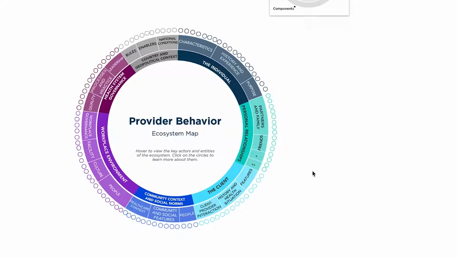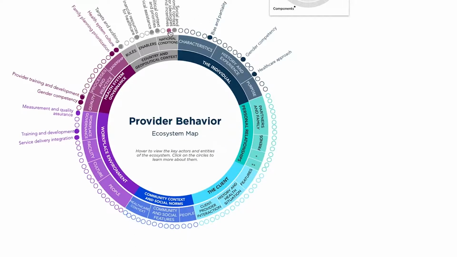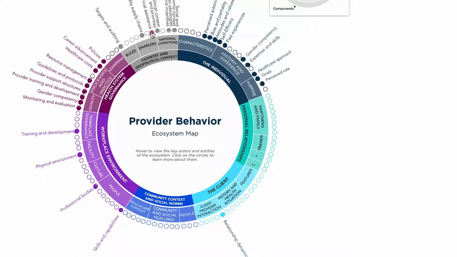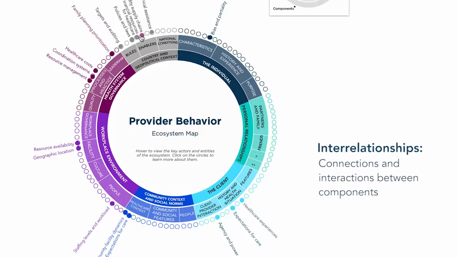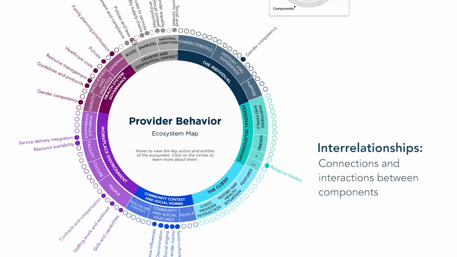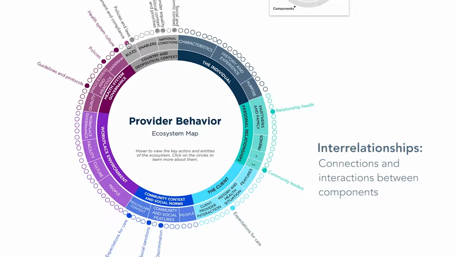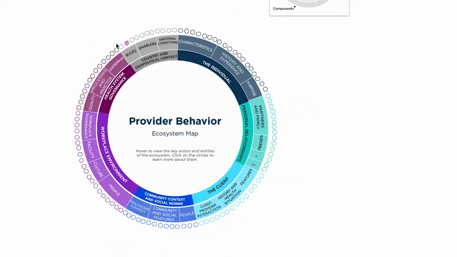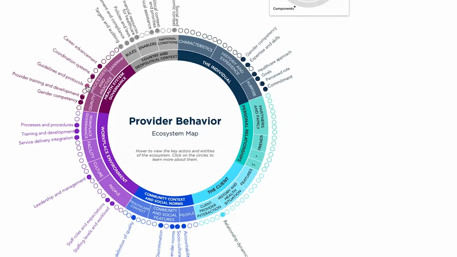When you hover over a component, you will see that the circle turns pink. You will also notice that other components around the map appear. These are the interrelationships. Interrelationships are the connections and interactions between components in the ecosystem. The factors influencing provider behaviour are interconnected. So when you look at a component, it's important to think about what other components might influence or be influenced by it.